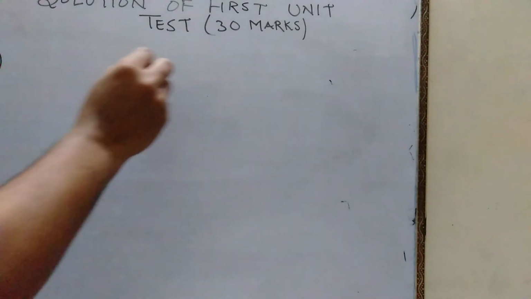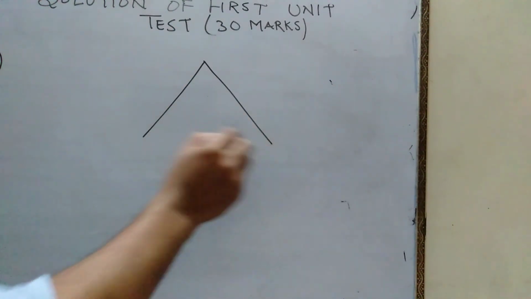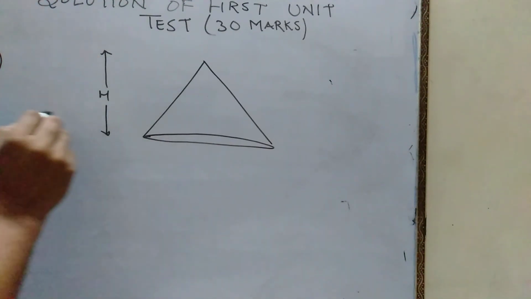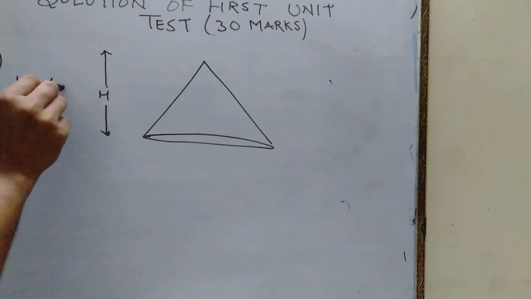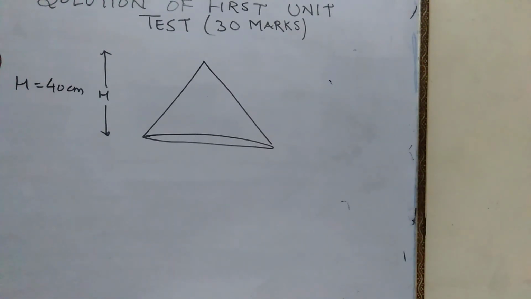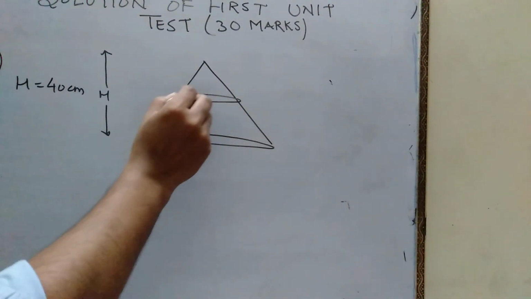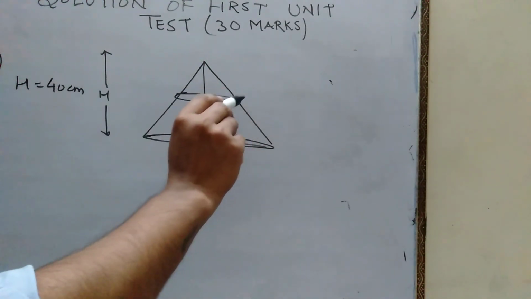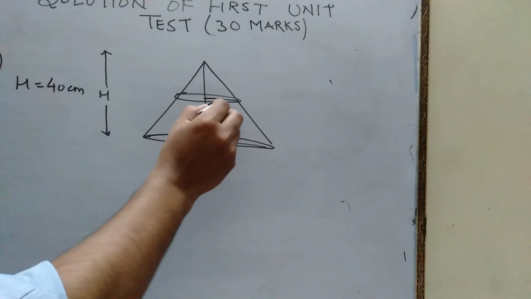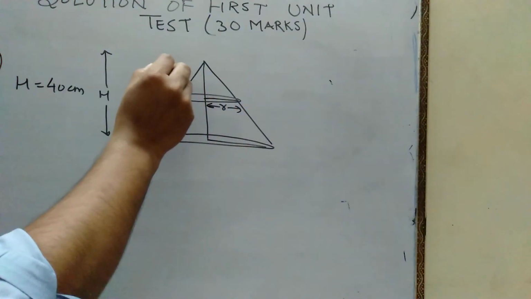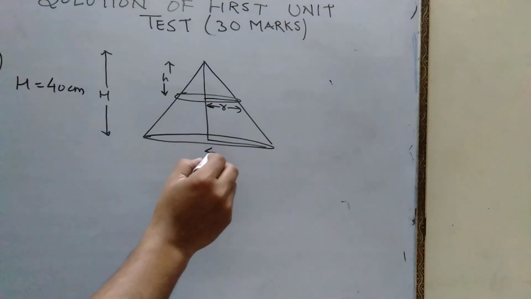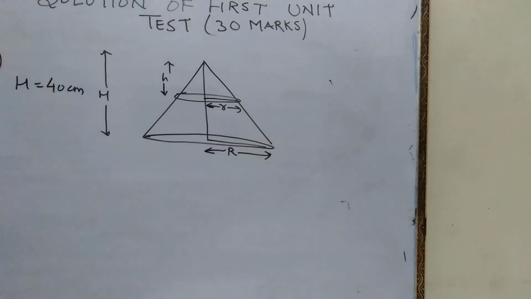In question number 5, we have a cone given whose height is capital H, and we know the height of the cone is 40 centimeters. It is given that a small cone is cut off at the top by a plane parallel to its base. So let the radius of the small cone be small r, and the height of the smaller cone be small h. Let capital R be the radius of the bigger cone.